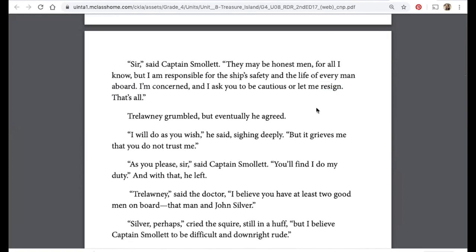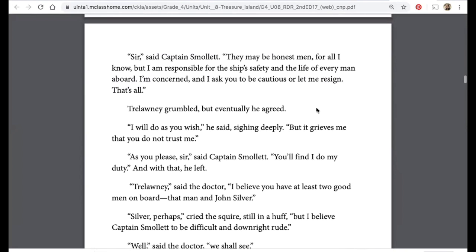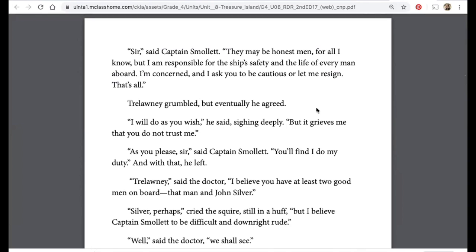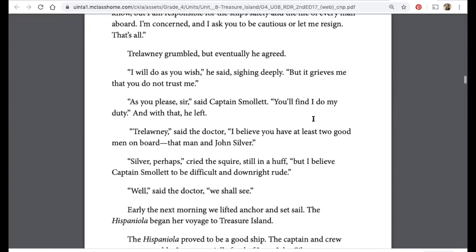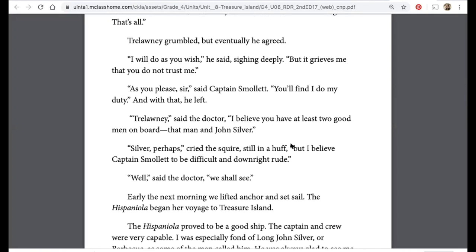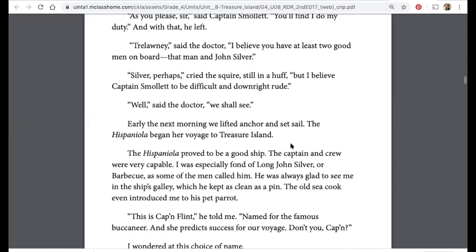That's all. Trelawney grumbled, but eventually he agreed. I will do as you wish, he said, sighing deeply, but it grieves me that you do not trust me. As you please, sir, said Captain Smollett. You'll find I do my duty. And with that he left. Trelawney, said the doctor, I believe you have at least two good men on board, that man and John Silver. Silver, perhaps, cried the squire, still in a huff, but I believe Captain Smollett to be difficult and downright rude. Well, said the doctor, we shall see.